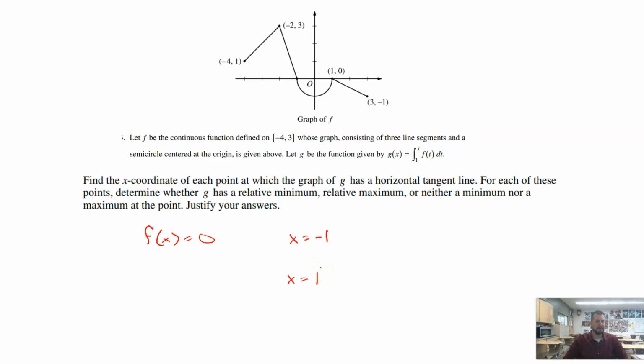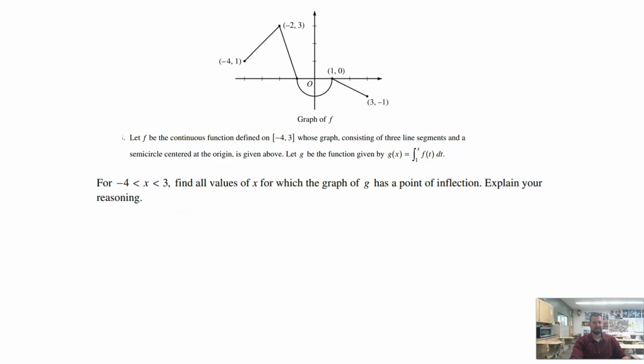Now I have to state whether those are a max, a min, or neither at that point. So let's look at -1 first. This is a graph of the derivative. The derivative changes from positive to negative. So if I change from positive to negative, I have a maximum at that point. At x equals +1, it goes from negative to negative, so it doesn't change. Since it doesn't change, we have a neither. It's not a max or a min because I don't change from increasing to decreasing or vice versa. So hopefully, again, that makes sense on letter C.